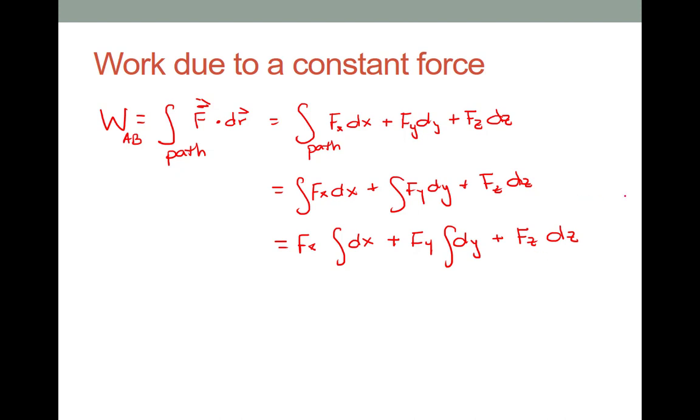Oh, I lost an integral sign. We'll just stick it right in there. And this is going, again, from A to B, because it's work to get from A to B. I lost an integral sign there, too. So we'll stick in our limits of integration everywhere.